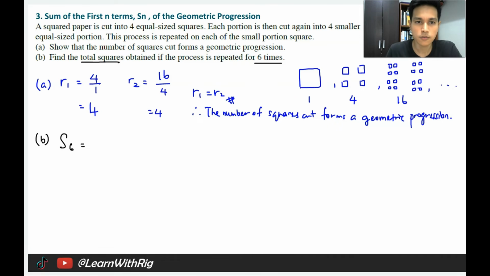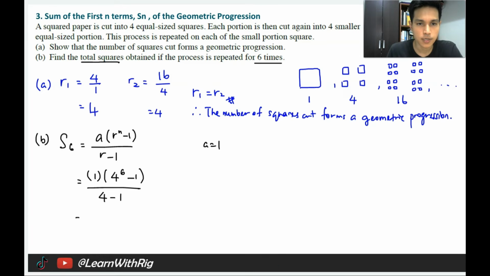So in this case, are you going to use the first formula or the second formula of the sum of terms? You're going to use the first one. So a times r to the power n minus 1 over r minus 1. A is what? A is supposed to be 1, because here's the first term, right? So 1 times 4 power 6 minus 1 over 4 minus 1. You key this into your calculator, you should get 1365 squares. So that's the total number of squares if the process is repeated 6 times.